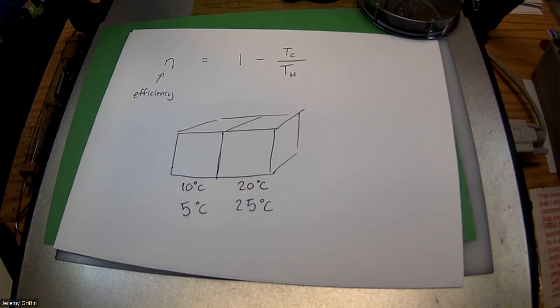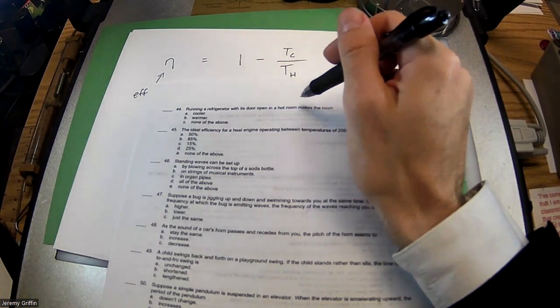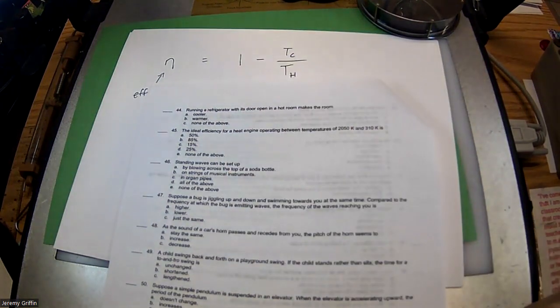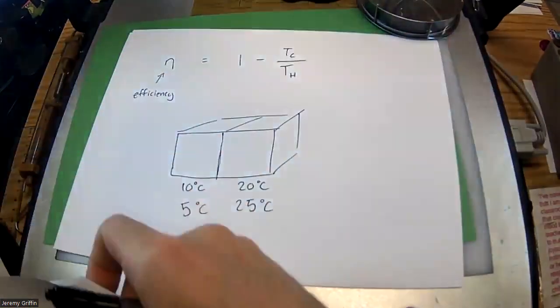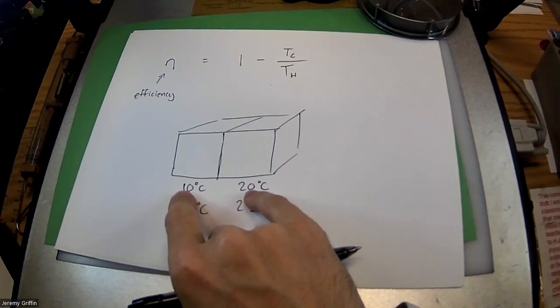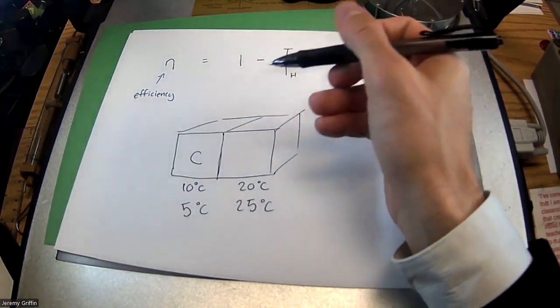You guys all good? 44. Running a refrigerator with its door open in a hot room makes the room... Ooh, I just mentioned refrigeration, didn't I? So remember, if you start off with, let's say, lukewarm air, like room temperature air, and then you want to make one side really cold, well, where's the cold come from?